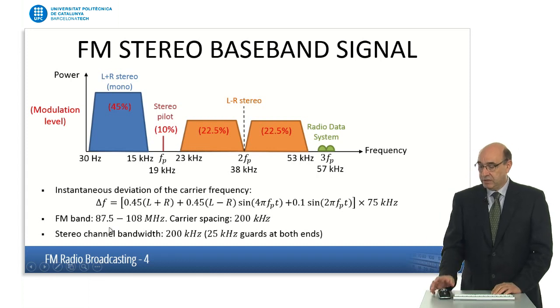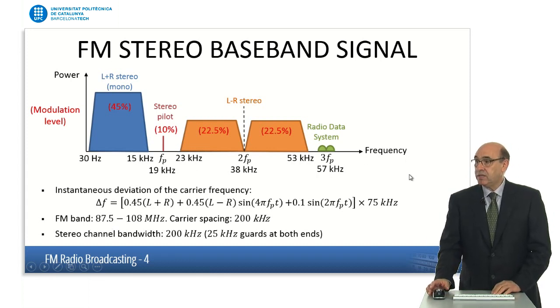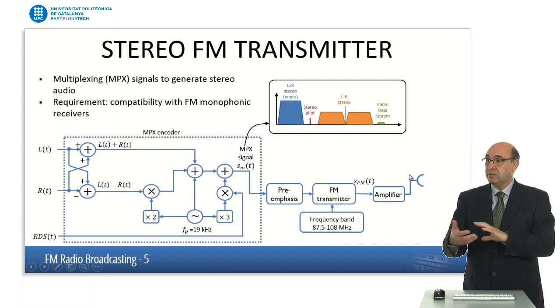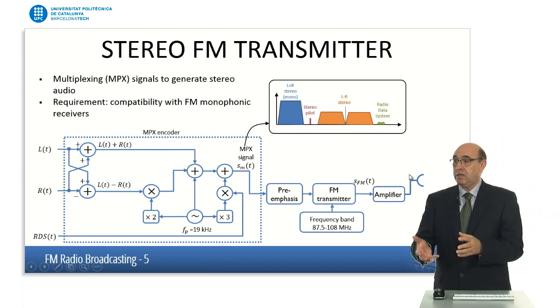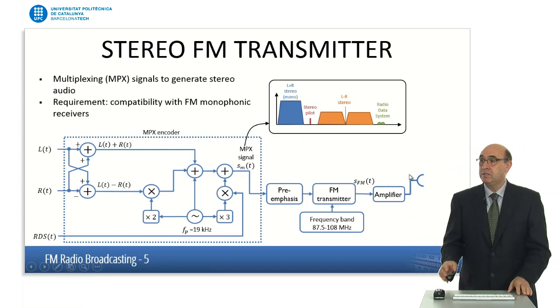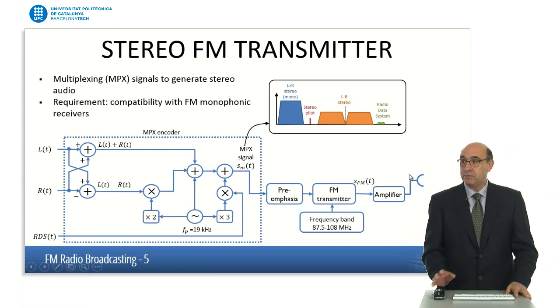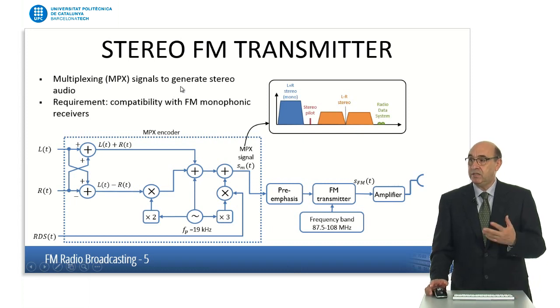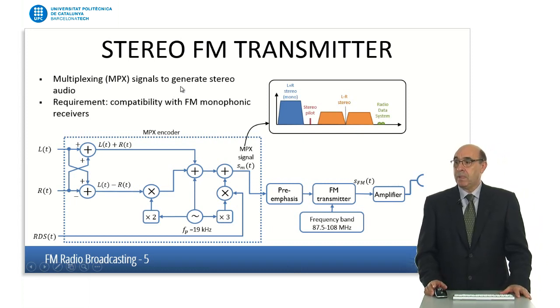Now, with this signal, this is the one we broadcast, and now I want to comment on how we really mix those signals and how we receive them. The process of combining different signals in communication systems is called multiplexing. And with this, we generate the audio signal.